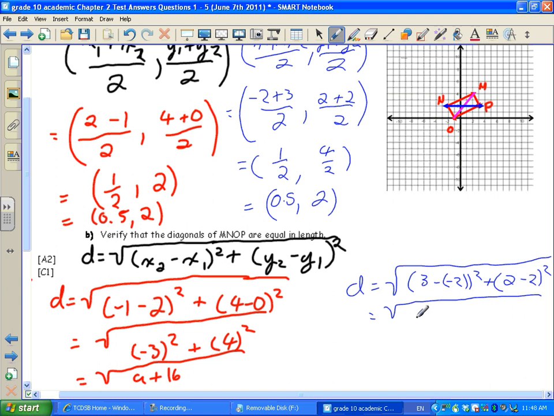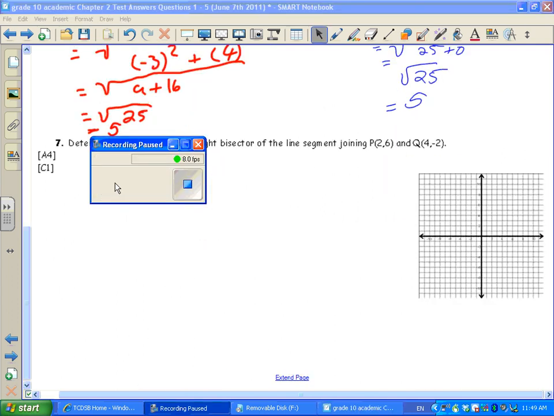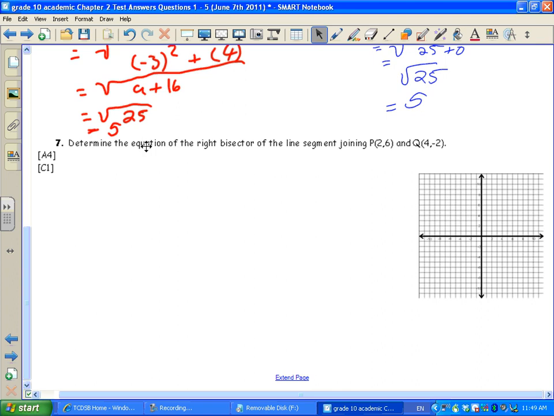3 subtract -2 is the same as 3 plus 2. So we have 5 squared. And 2 minus 2 is 0, 0 squared. Gives us the root of 25 plus 0, which is equal to root of 25, which is equal to 5. So we've now verified that the diagonals are both 5 units long. Okay, question says, determine the equation of the right bisector of the line segment joining P, (2, 6), and Q, which is (4, -2). Okay, we're going to quickly graph that.